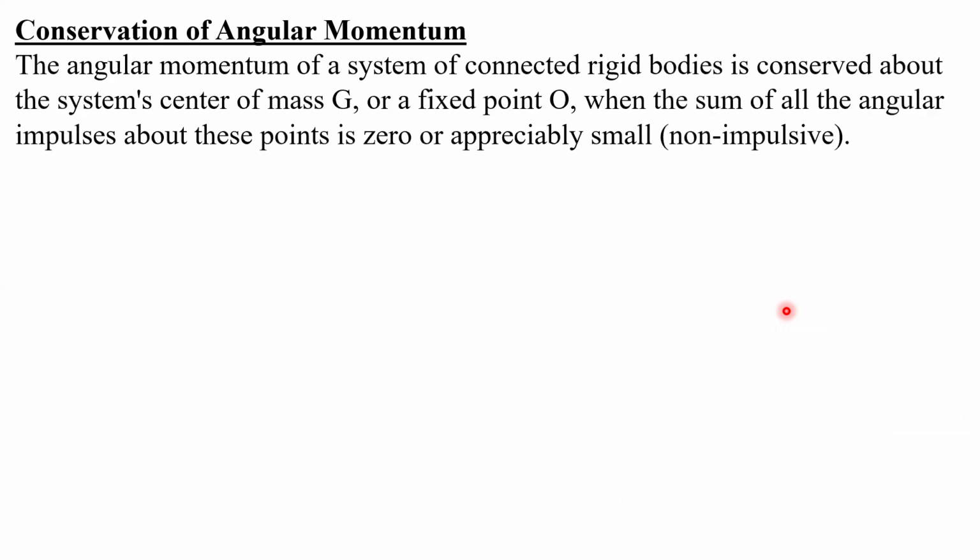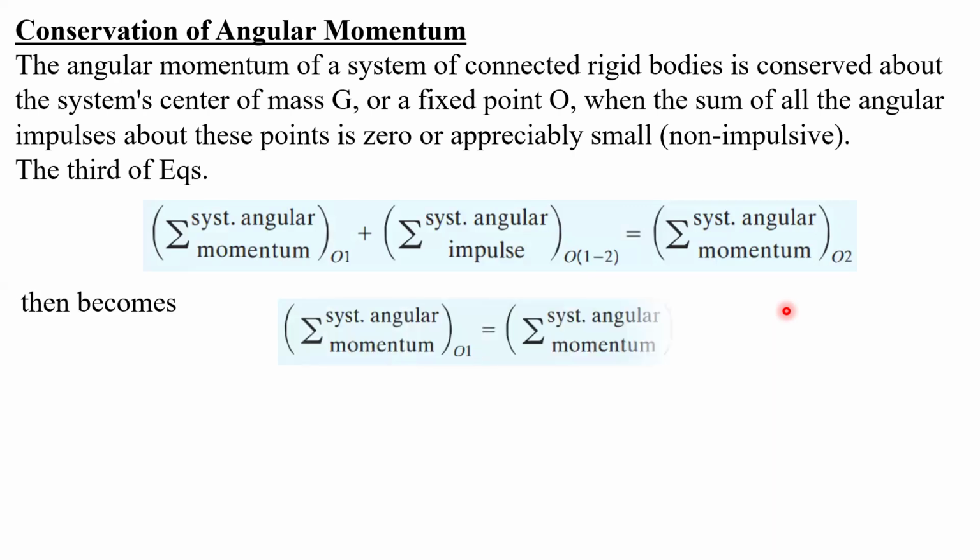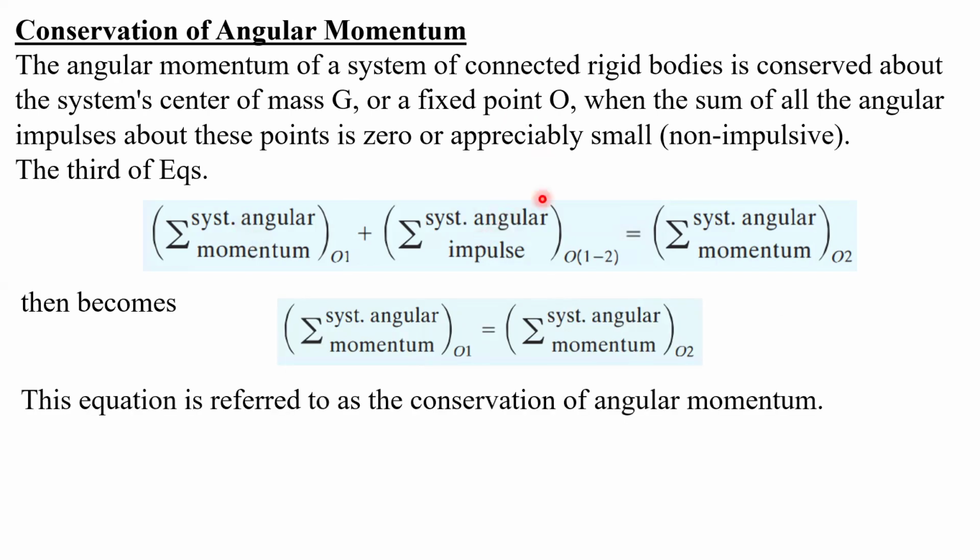Conservation of angular momentum. Angular momentum of a system of connected rigid bodies is conserved about the system's center of mass, G, or a fixed point, when the sum of all the angular impulses about this point is zero or appreciably small. In the third of the equations, this term becomes zero because the angular impulse is gone. So this equation is referred to as the conservation of angular momentum.